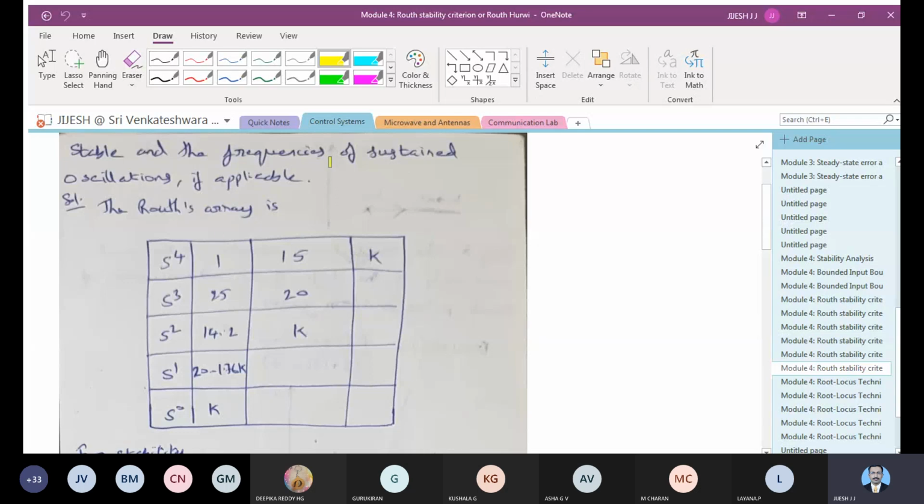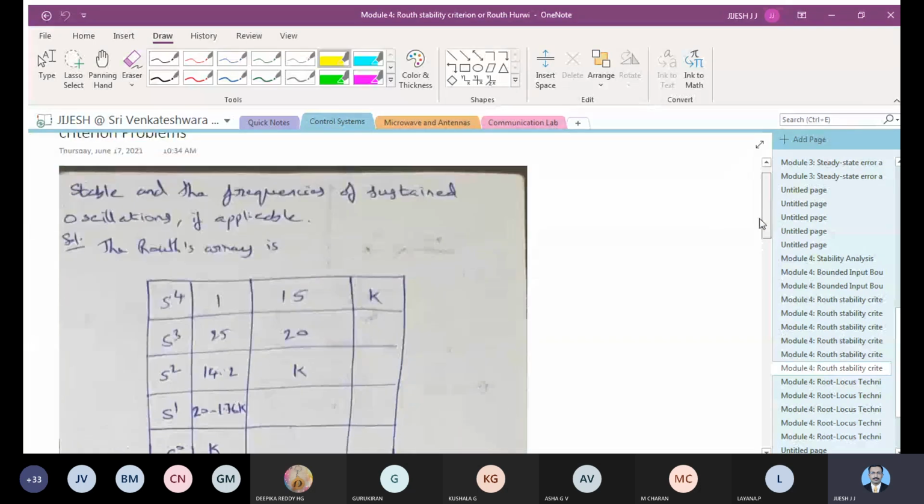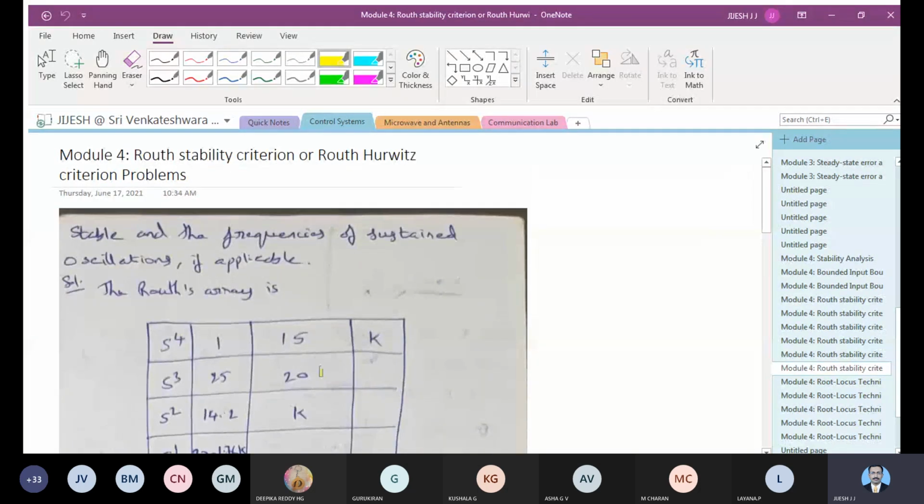Complete that problem. You can see s to the power of 4, s cube, s square, s raised to 1 and s raised to 0. We have written 1, 15, k, then 25 and 20. All these things we wrote. Find out the next values and write them there. You will get 14.2 and k. Still you need to do further. Write everything in terms of k itself.